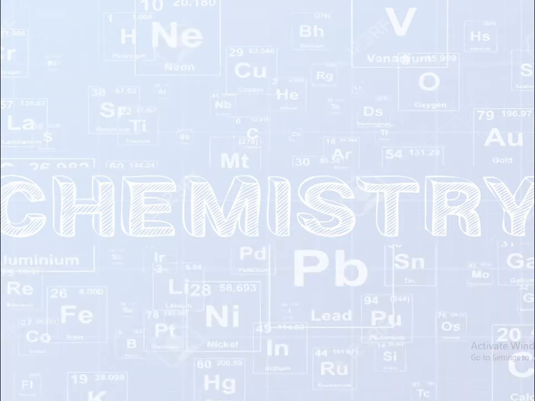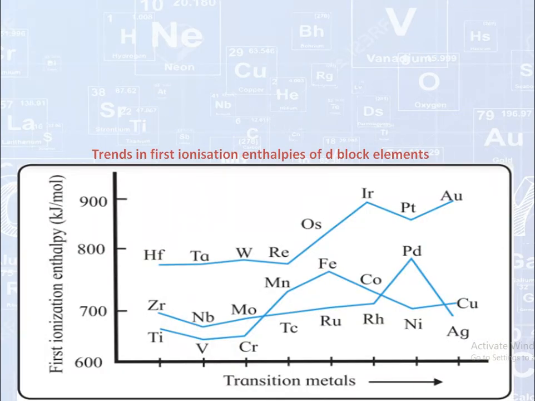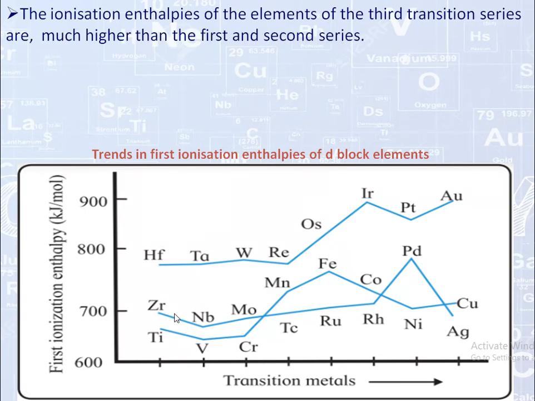Now let us compare the ionization enthalpy of different transition series. As we see in this graph, the ionization enthalpy of the third transition series is very high as compared to the first and second transition series. So we can say that the ionization enthalpies of the elements of the third transition series are much higher than the first and second series.